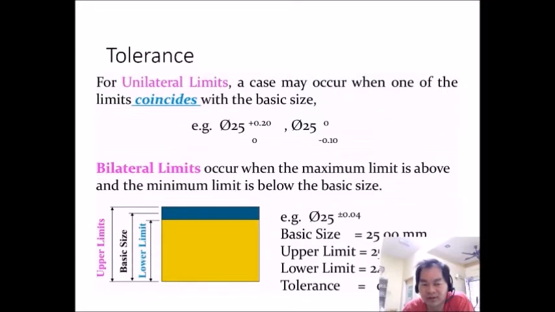For unilateral limits, a case may occur when one of the limits coincides with the basic size. For example, in this case, 25, the tolerance for the upper limit is 0.2, while the tolerance for the lower limit is 0. Bilateral limits occur when the maximum limit is above and the minimum limit is below the basic size, which means your basic size falls within the range of upper limit and lower limit. For example, 25 plus minus 0.04. The upper limit will become 25.04 and the lower limit will become 24.96. So the tolerance is 0.08.